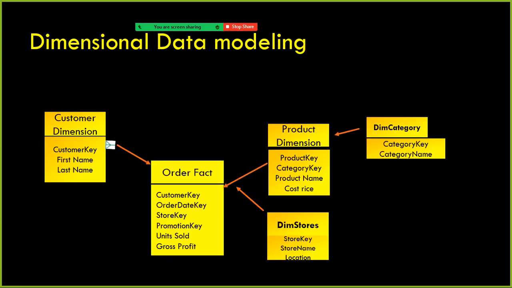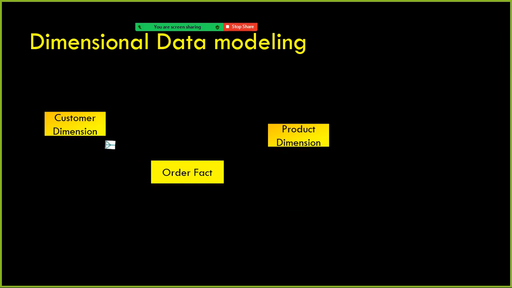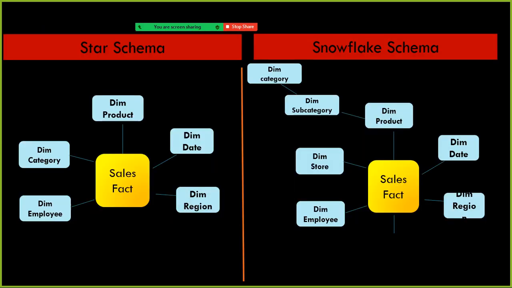The next one is the Snowflake schema. Look here, I just go back here. The Snowflake schema is slightly different from the star schema. It is just an extension to the star schema, meaning if you see here the product dimension table, this product dimension table is split into 3 tables to represent the 3 levels of the hierarchy: the product, category, and subcategory.